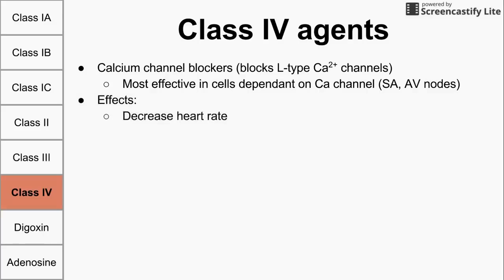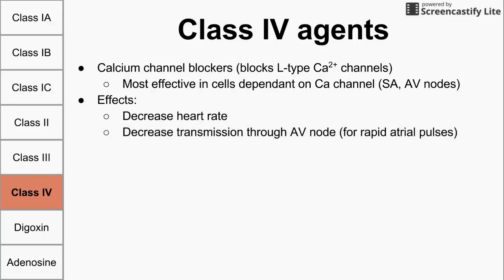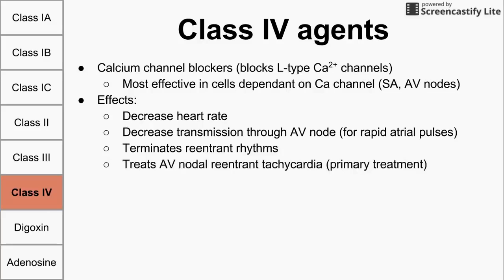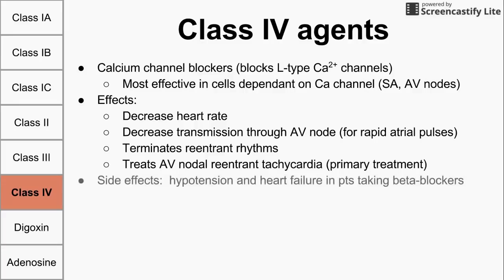The effects of these agents are that they decrease heart rate by specifically affecting the SA and AV nodes. They decrease transmission through the AV node, again, because they are most effective on the nodes. They terminate reentrant rhythms, such as AV nodal reentrant tachycardia, and that's what they're primarily used for. They do have some side effects, can cause hypotension and heart failure in people who are also taking beta blockers. If you start compounding the effects of these drugs, it could be too low of a heart rate or too low of a blood pressure. Two drugs that are worth knowing are diltiazem and verapamil.